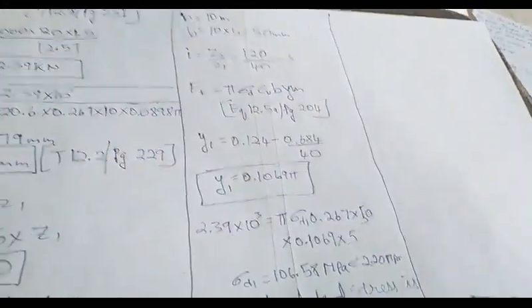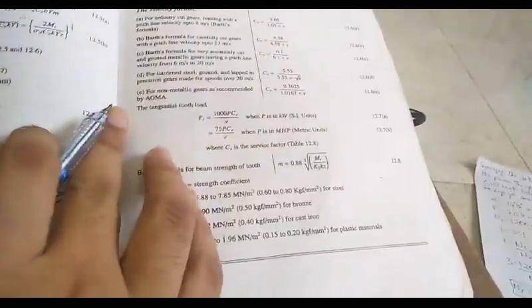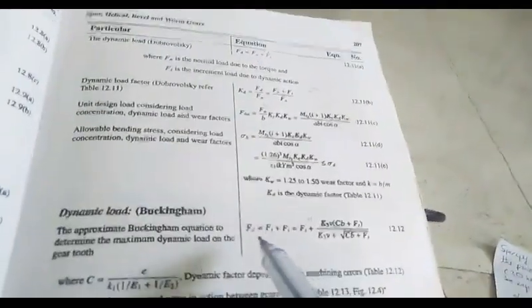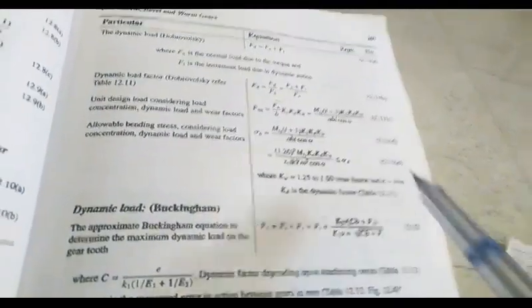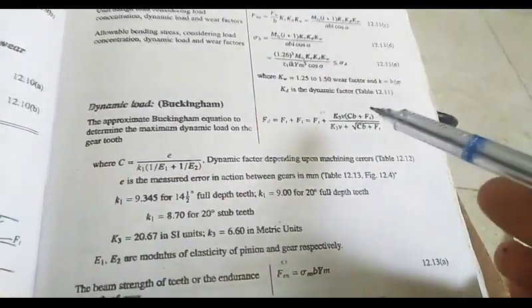Next we shall find the value of dynamic tooth load Fd. To find Fd we have equation 12.12, page number 207, and for K3 they have given the value already as 20.67. We have to find the value of C.